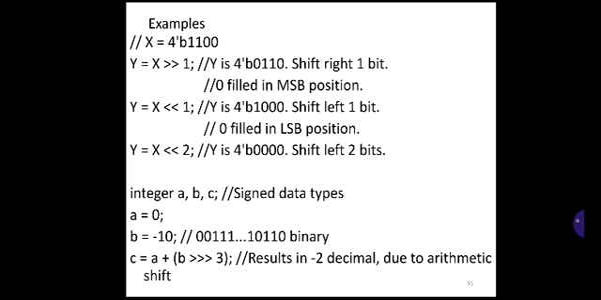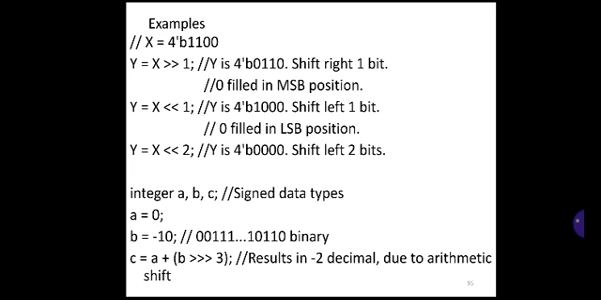Now there is one more example on arithmetic right shift. Integer a, b, c, so these are signed data types. a is equal to 0, b is minus 10. Minus 10 is represented in 2's complement form, so that will be 10110. These are the least significant bits, other bits are 1. Then the expression c equal to a plus b, arithmetic right shift by 3. So arithmetic right shift it, so 110 will be vanished here.